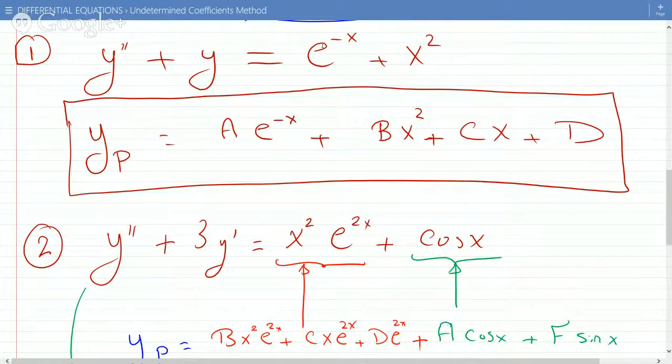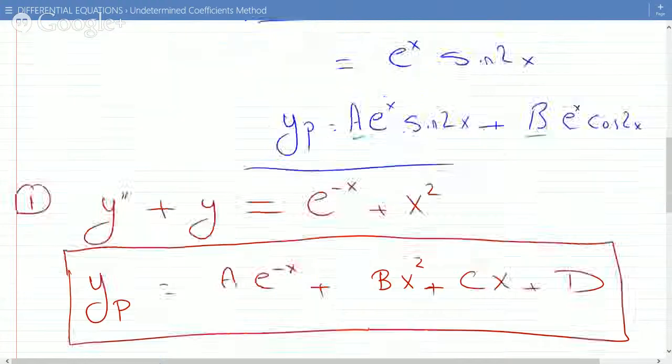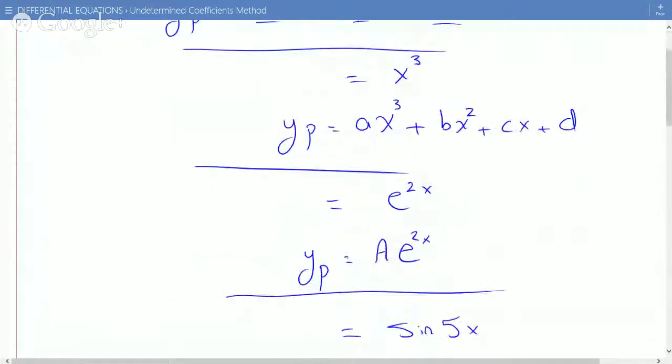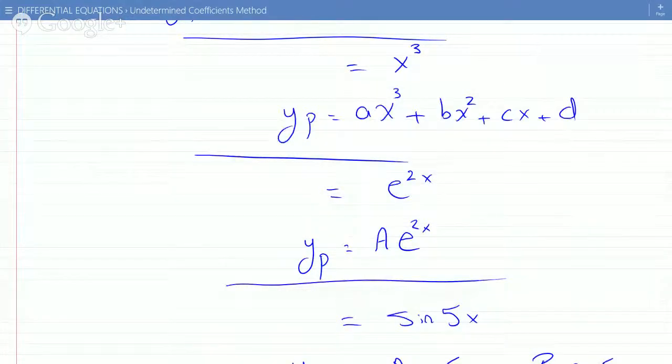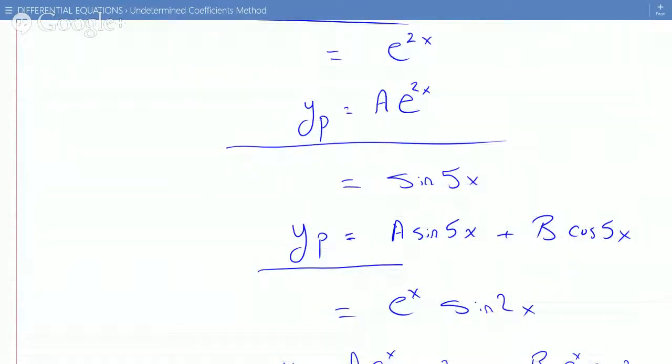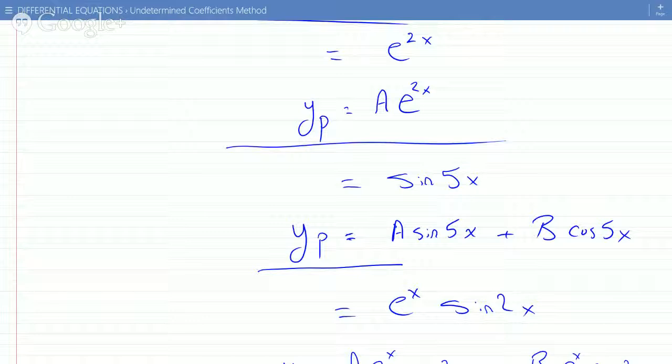So if it's x squared, it will be bx squared plus cx plus d, just like I was showing you here. If it was an x cubed, it will be ax cubed plus bx squared plus cx plus d, all the way down to the constant. If it's an exponential, you get the exponential. If it's a sine or cosine, the particular will have both the sine and the cosine, because sine can generate derivatives of both sine and cosine, and so can the cosine, right?